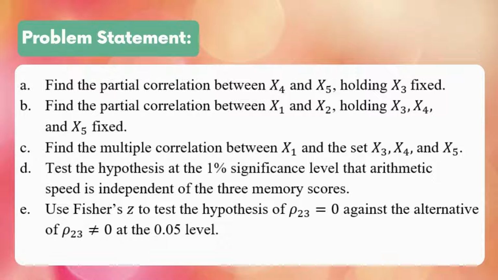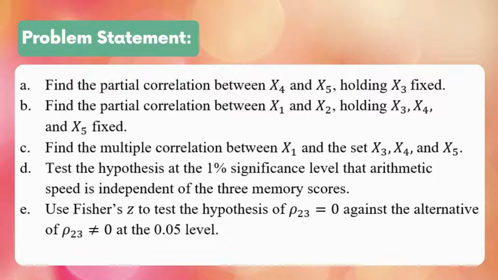For item 3D, we need to test the hypothesis at the 1% significance level that arithmetic speed is independent of the 3 memory scores. And for item 3E, we are to use Fisher's Z to test the hypothesis of rho sub 23 equal to 0 against the alternative hypothesis of rho sub 23 not equal to 0 at 5% significance level.